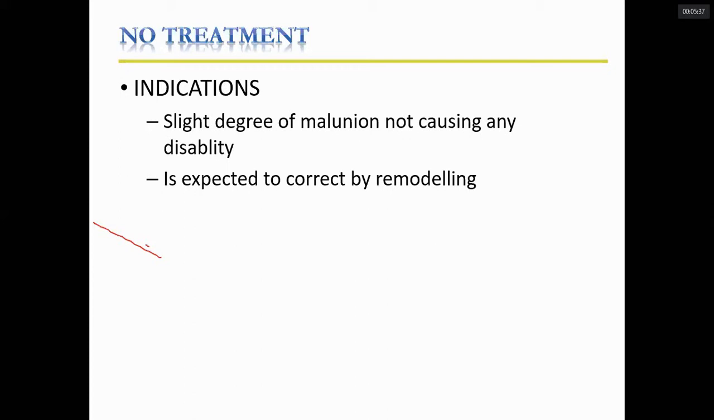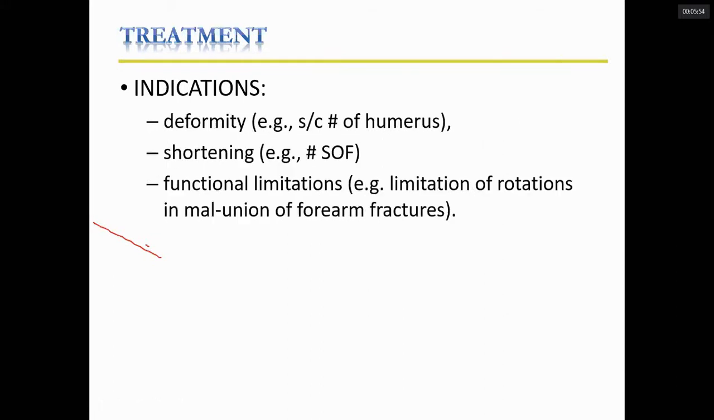So, two places where no treatment can be done: if the degree of malunion is very slight and it is not causing any disability to the patient, or if the malunion is expected to correct by remodeling, especially in children. What are the indications of treatment?